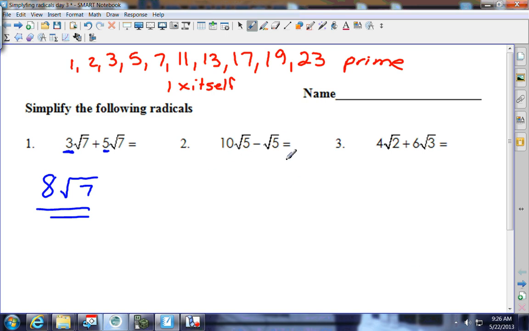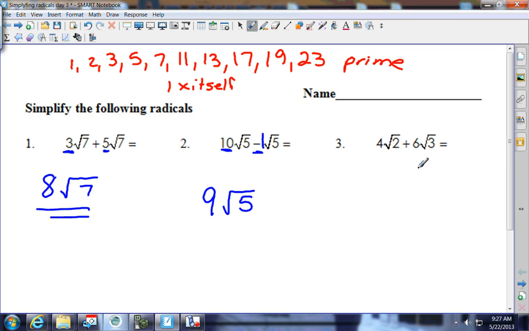Right here, square root of 5. 5 is prime. That's as low as it can go. I have 10 square roots of 5 minus, remember this is a 1 square root of 5. So 10 minus 1 is 9 square root of 5. That's your answer.